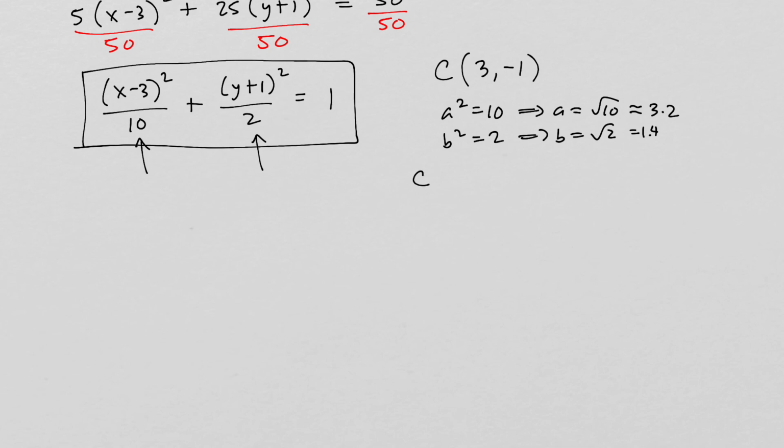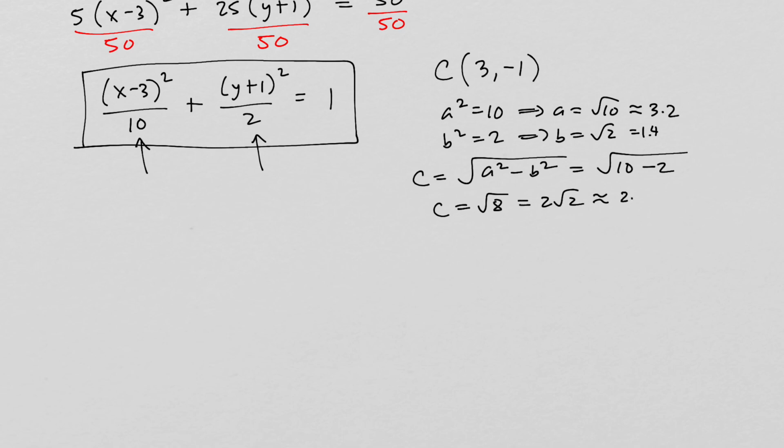And now we need c. c is going to be the square root of a squared minus b squared. This is the square root of 10 take away 2. So c is the square root of 8. The square root of 8 is 2 radical 2, and 2 radical 2 is approximately 2.8. So now let's go ahead and sketch the graph.